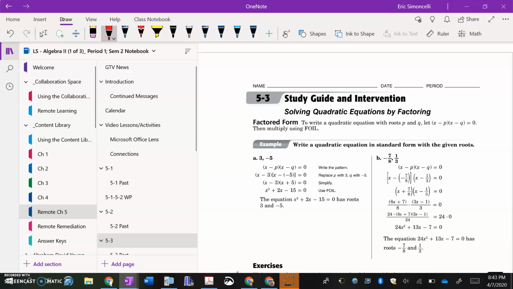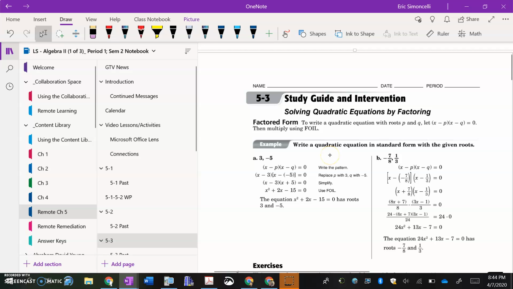All right, so to write a quadratic equation with roots p and q, we let x minus p, one factor, times x minus q, another factor, equals 0. We can multiply using the FOIL method. And typically what we like to do when we factor is take a quadratic in the form of ax squared plus bx plus c and rewrite it in this particular factored form. But we're going to go in the other direction to start with today, just to warm us up.